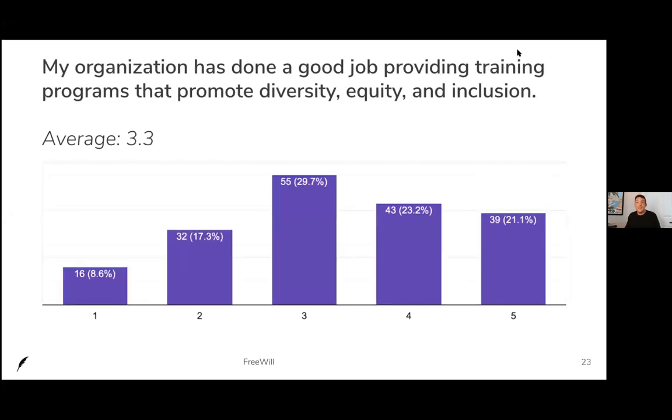And then, my organization has done a good job at providing training programs that promote diversity, equity, and inclusion. We hear this a lot, that a lot of training actually isn't that good. So we're really lucky to come across Melanie, who is quite excellent. And so you can see the sort of medium peak, and the 3 is the highest, 30%. Only 21% give it a 5, and about 9% give it a 1.